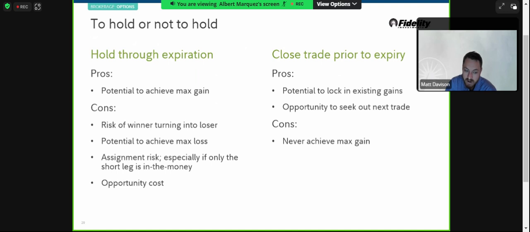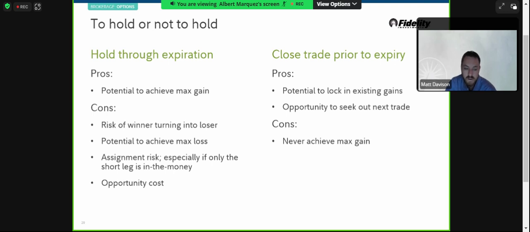That's the cons on the left-hand side. A winner can turn into a loser, even if it doesn't seem possible. I promise you it is. If you trade long enough, even a couple of years, you'll usually have one surefire winner, a great winner, that turns into a loser. Maybe not even a huge one, but maybe a huge one. So that's one of the biggest things.